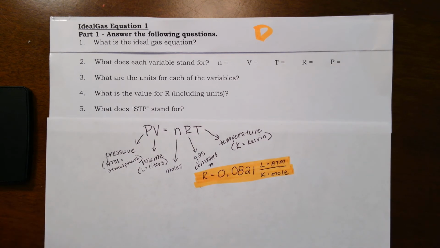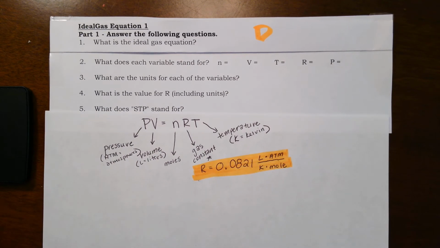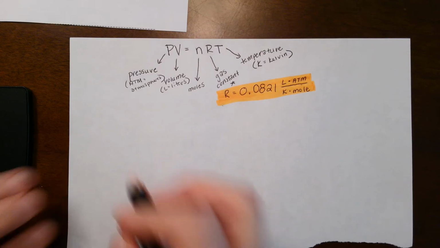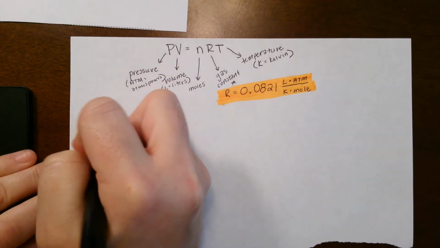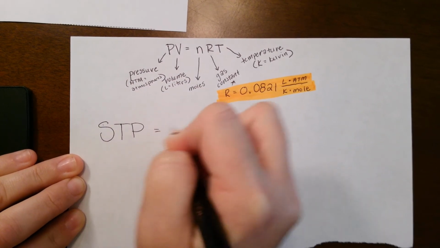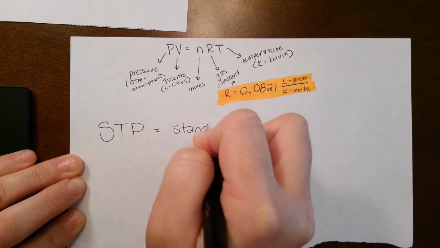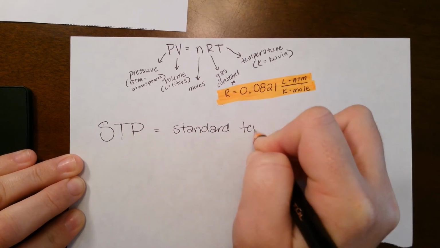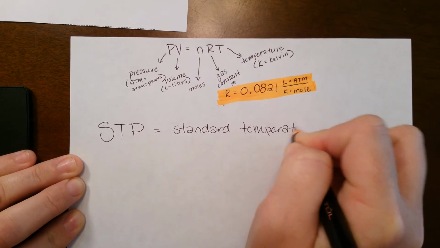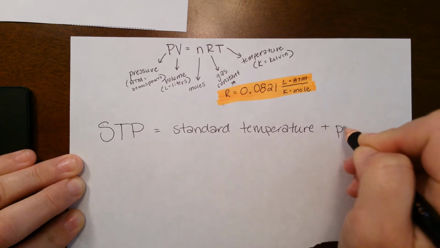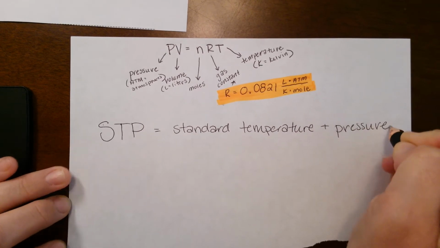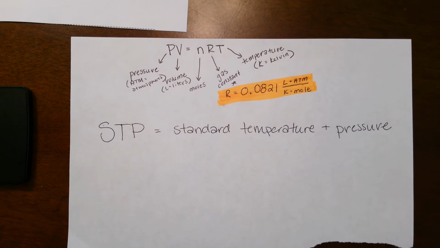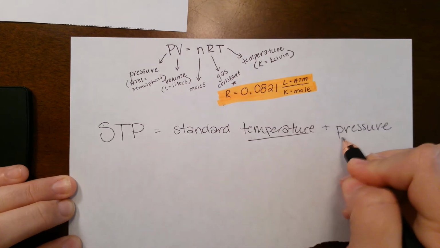And our last one, what does STP stand for? This is super important. STP stands for standard temperature and pressure. Anytime you see those 3 letters, STP, you are being given 2 different parts of this equation, the temperature and the pressure.